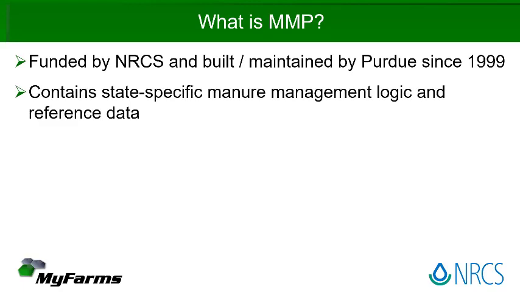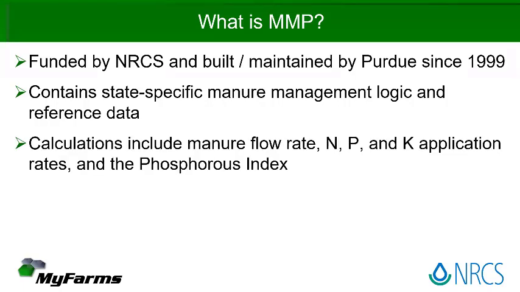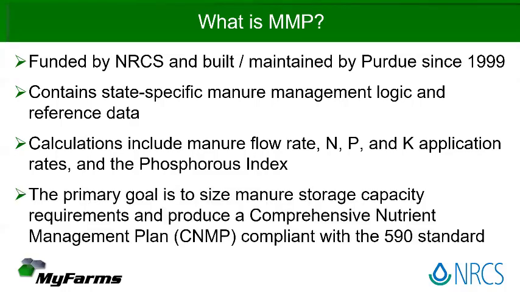Over that time, it has grown to contain state-specific requirements around how manure can be managed. And specifically, it calculates the flow of manure off of a livestock operation based on number of head, average weight, feed ration, et cetera. It contains the policy for how much nitrogen, phosphorus, and potassium can be applied to area fields, whether it be on farm or exported from the farm. And it also has the state-specific phosphorus index, which is how NRCS at a state level provides feedback around whether a grower is inbounds or out of bounds from a phosphorus management point of view.